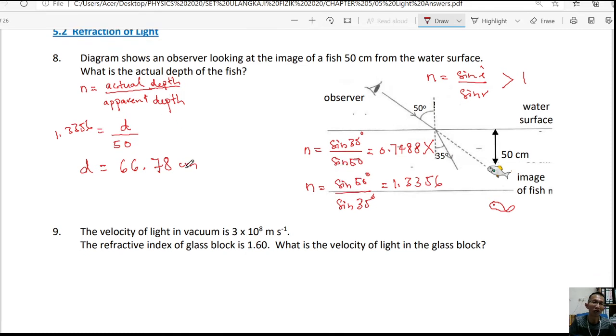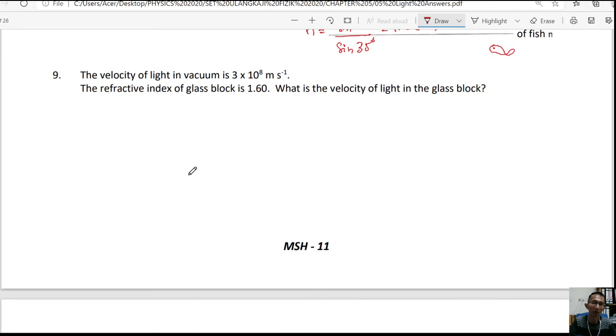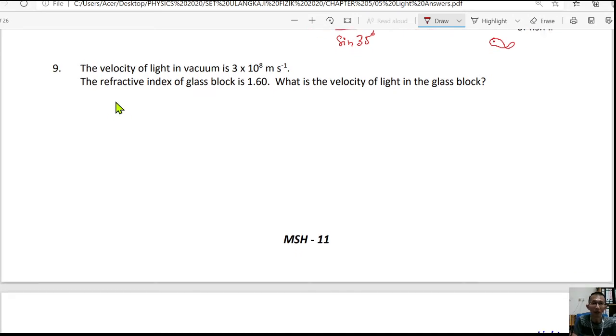Okay, we go to question number 9. Now you are given the velocity of light in vacuum, and you are also given the refractive index of the glass block, 1.6. All right, so what is the formula for refractive index? Refractive index equals the velocity in vacuum divided by the velocity in a medium.